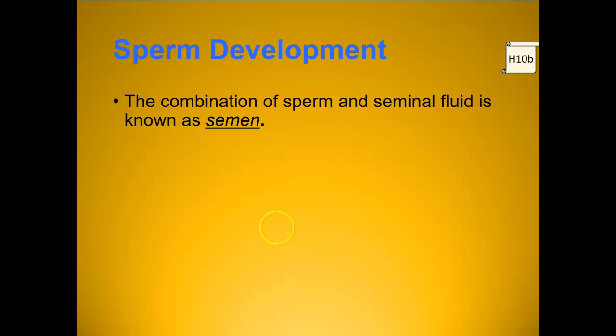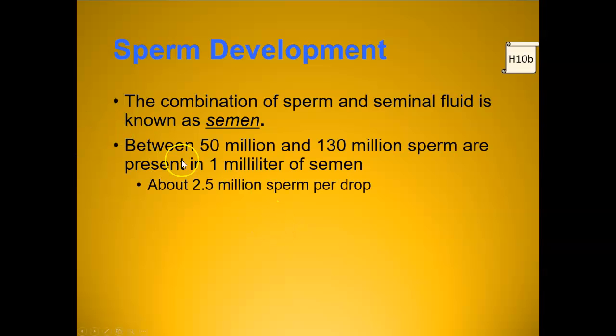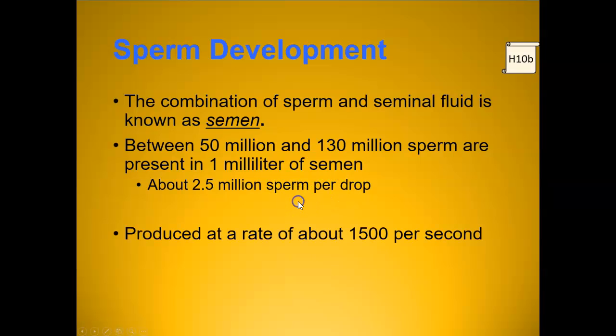All right, so sperm development is the combination of sperm and seminal fluid. This is known as semen. There's between 50 million and 130 million sperm present in every single milliliter of semen, which works out to about 2.5 million sperm per drop on average. So that's a pretty large number.